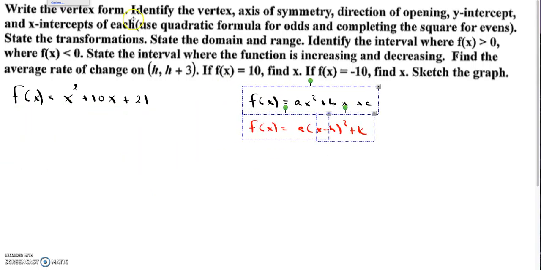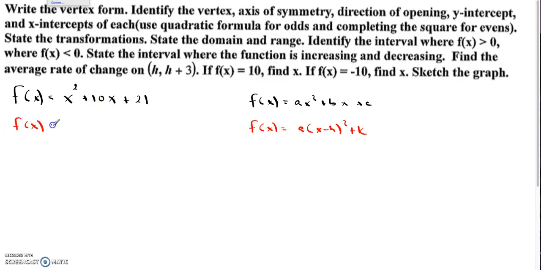Alright. So first, I'm going to complete the square to get this in vertex form. So to complete the square, I need a new c value. So I'm going to have f of x equals x squared plus 10x plus some new c value plus 21 and go from there. So how do I get this new c value? The c is going to be the b value divided by 2, squared, which in this case the b value is 10, divided by 2 squared, which is 25. The c value is going to be 25.